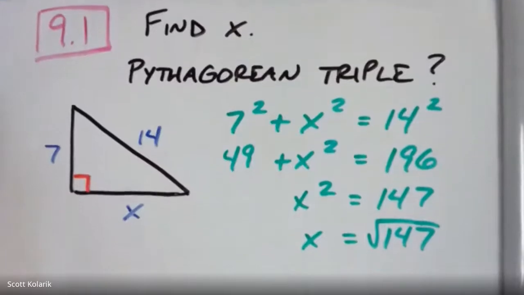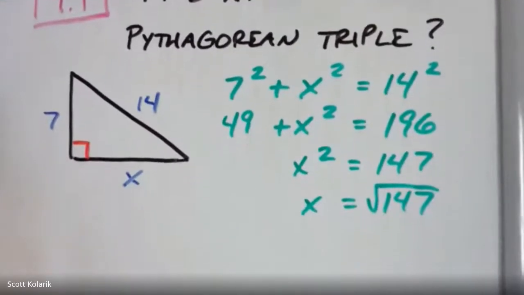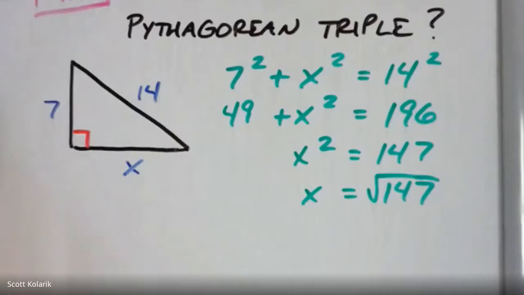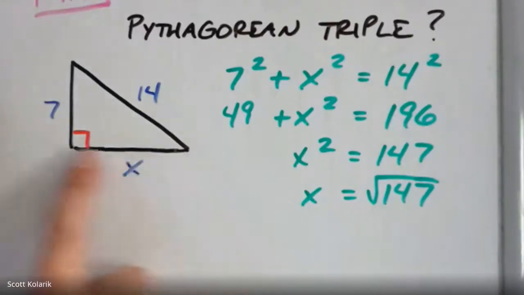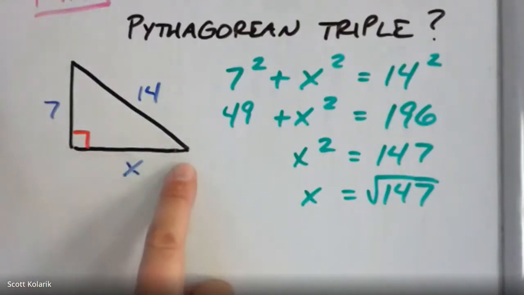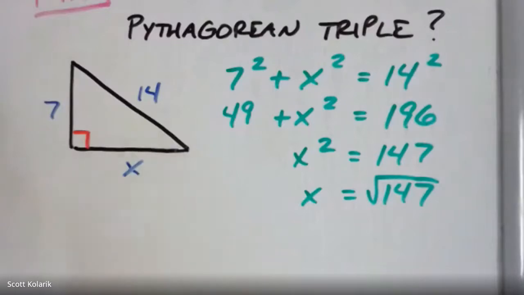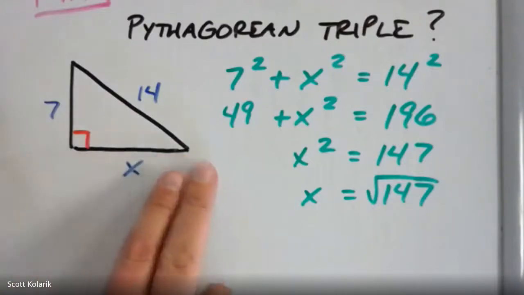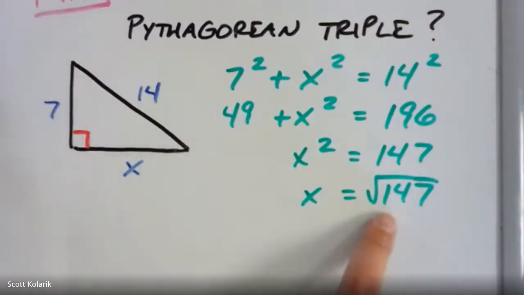Now, technically speaking, this is what we would call the exact solution to that side. So what is the exact solution here? What does that mean? That means no rounding, no approximating. There's no decimal point that we've rounded down or up or whatever it might be. In this case, the length of this side is the square root of 147. This is an exact solution. Also, technically speaking, this can be reduced.